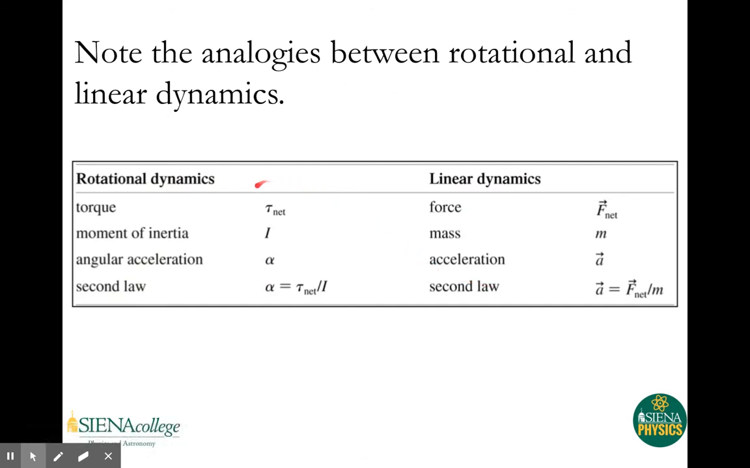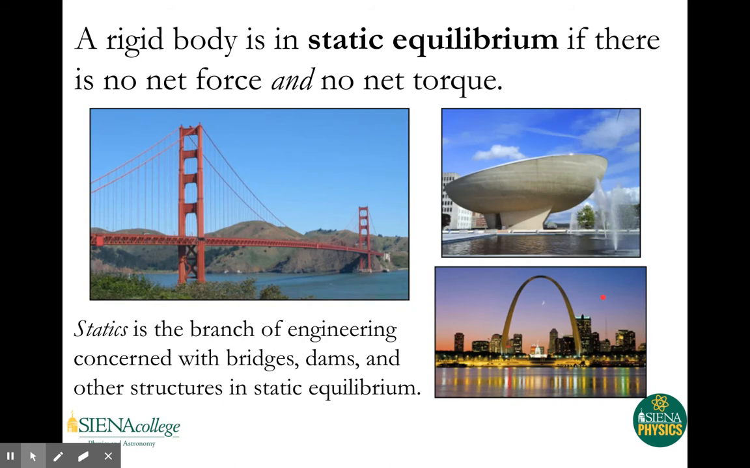Okay, and again, just to highlight the analogous quantities, right? For rotational dynamics, we have torque. These are forces that produce rotation. In linear, they're just forces. Moment of inertia is an object's resistance to rotation. Mass is an object's resistance to acceleration. If we have unbalanced torque, we get an angular acceleration. If we have unbalanced force, we get linear acceleration. And then again, alpha is the net torque divided by moment of inertia. Linear acceleration is the net force divided by mass.